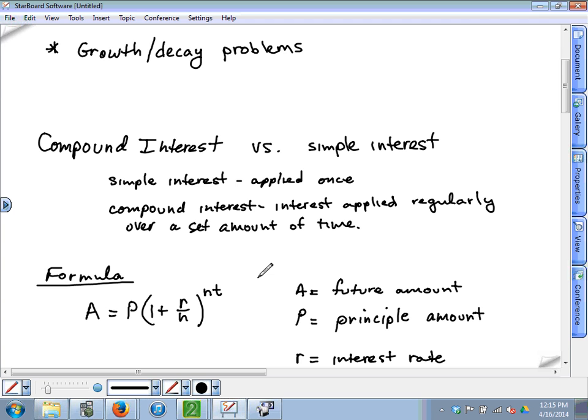Now you need to write down what all these letters mean. A is the future amount. After a certain amount of time has passed, that's what the future amount is going to be. A for amount.